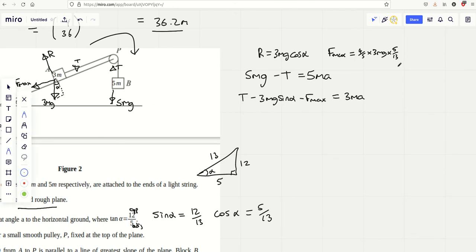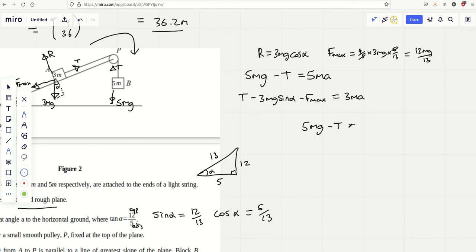Now I'm a big fan actually of always sticking to the same kind of way, but can I just show you quickly here? The 5s are going to cancel there, so you're going to get 12 mg over 13. Yeah, try and simplify these as much as possible. So we've got the F max's value. Remember, sine alpha is 12/13, so we're going to write that down in a second. So let me just write them down all tidied up.